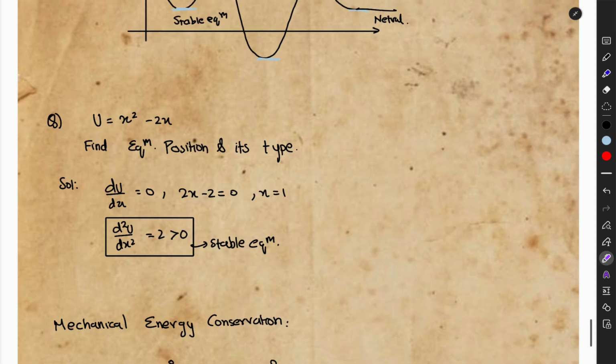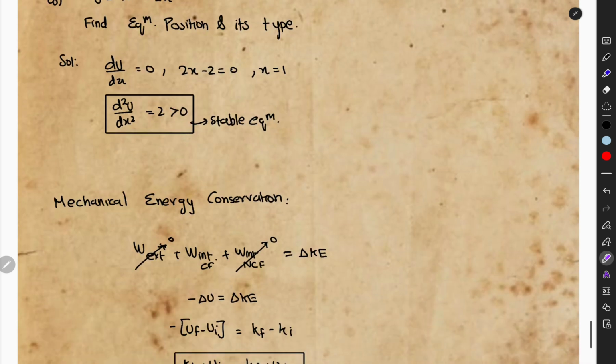Going further, I think we have approached the end of the chapter. So U will be equal to x squared minus 2x. Find the equilibrium position and its type. To find the equilibrium position, I've always said to differentiate it and equate it to 0. So you can do that, and you get the x value equal to 1. How to find the type of equilibrium? Double differentiate it and check the value, which comes out greater than 0. Whenever it's greater than 0, I have told you it's definitely a stable equilibrium condition.